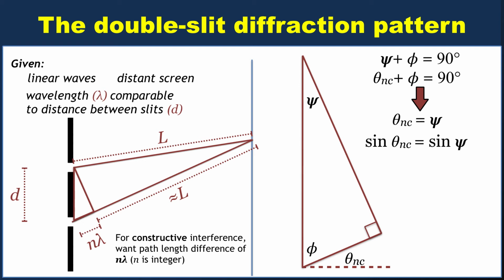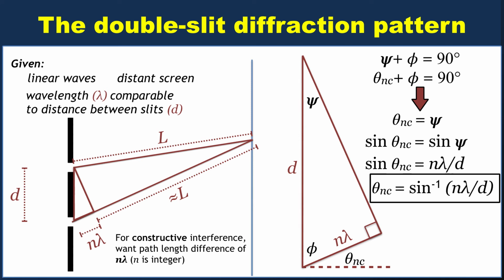And we know the sine of psi. We can bring over the labels from the left for the distances, but one side of this triangle is d, the distance between the two slits. The base of the triangle is n times lambda. That must mean that since the sine of psi is the ratio of the opposite side divided by the hypotenuse, that sine of theta NC must be n lambda divided by d. We'll take the inverse sine of both sides of this to get the usual expression that theta NC equals the inverse sine of the quantity n lambda divided by d, where once again n is some integer, lambda is the wavelength, and d is the distance between the two slits.